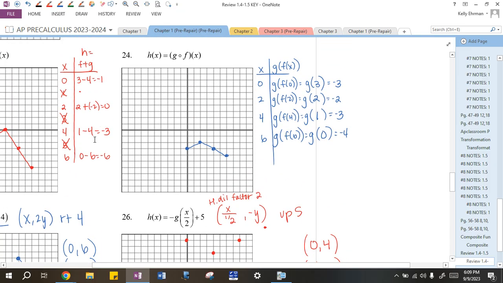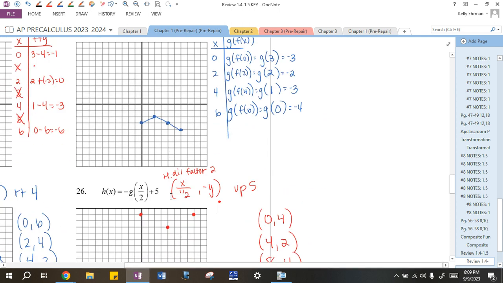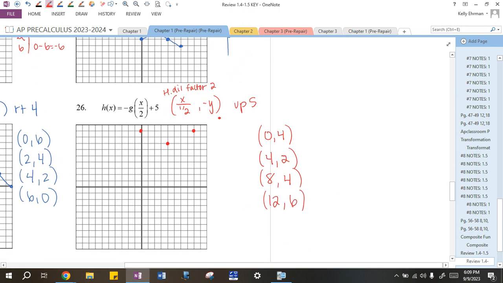And check the shape for G. The original shape was kind of like a check mark-ish. So this still is as well. This has been stretched horizontally. The points are farther apart in the horizontal direction, and it's been reflected and shifted up.